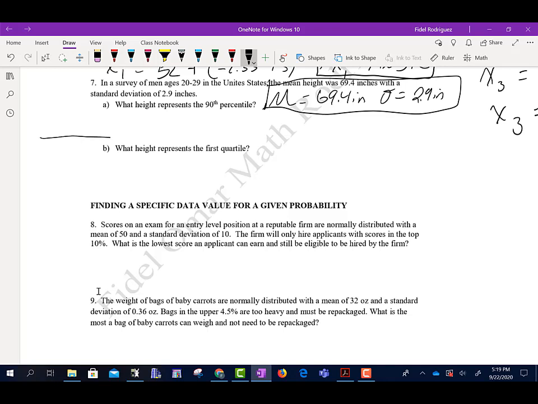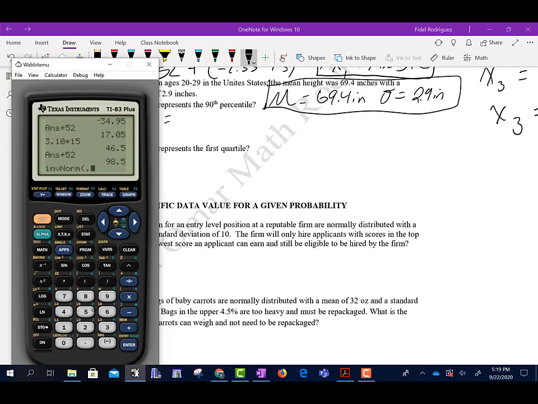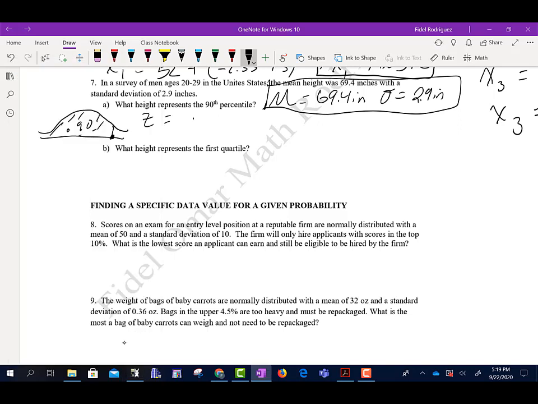So again, what I want you to think about, let's draw my picture here. There we go. 90th percentile. That means that the area to the left of this curve is 90%. First thing I need to do, I need to find that z-value. So my z-value, I'm going to come back to my calculator. Let's go second, bars, let's go to the inverse norm. We know the area to the left is 90%, 0.90. What is the z-value that I have here? 1.28. So my z-value is 1.28.